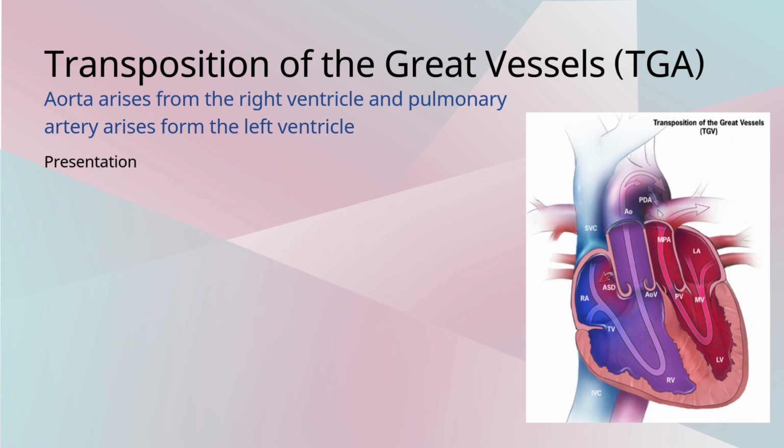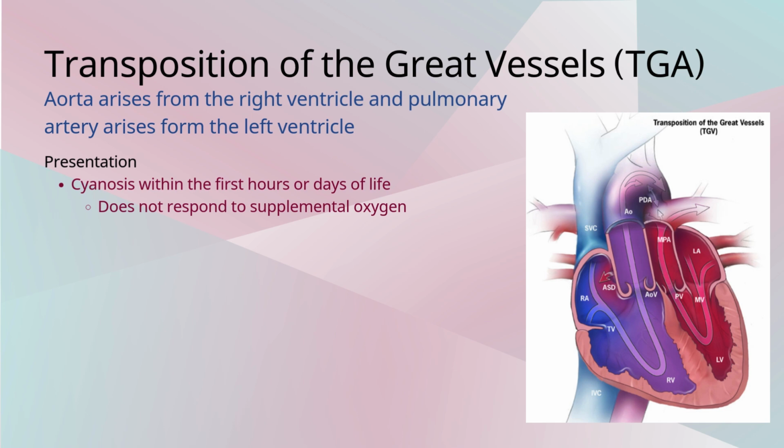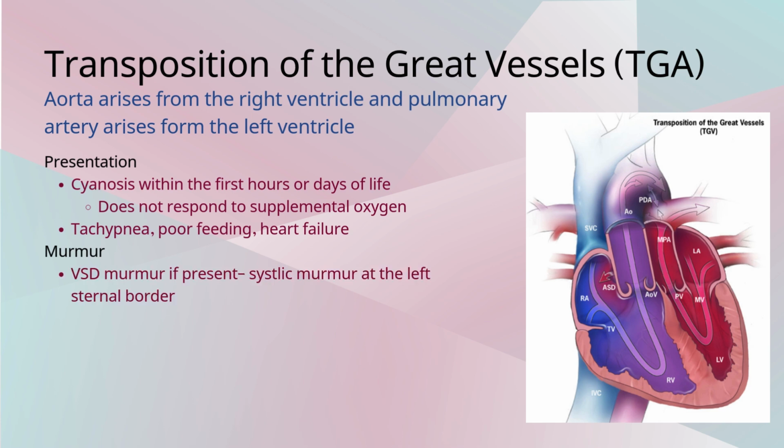These infants will present with cyanosis within the first hours or days of life, and the cyanosis does not respond to supplemental oxygen because we've talked about this before. Lack of oxygen isn't the problem. This is essentially a plumbing problem. Other signs and symptoms include tachypnea, poor feeding, and signs of heart failure from pulmonary circulation overload. Now, as far as a murmur, there may not be one present unless a VSD is also present, where you would hear the VSD murmur, and that's a systolic murmur at the left sternal border.